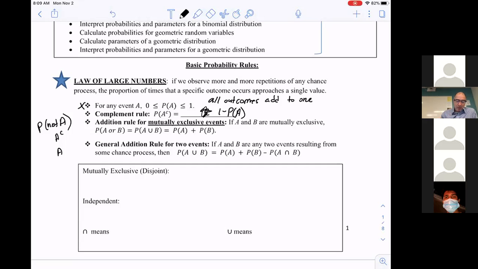Complement rule: 1 minus the probability of A. Again, here at the beginning, it's going to be a little bit vocabulary based. We're going to have to understand what mutually exclusive means. We have a general addition rule to follow. So here we go. Mutually exclusive: two events that cannot happen at the same time.